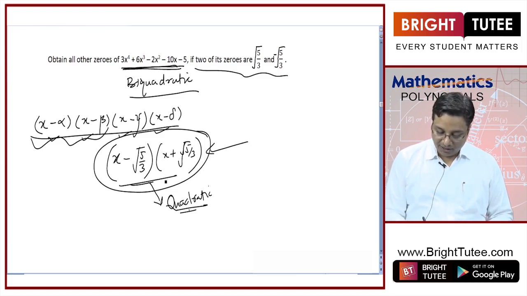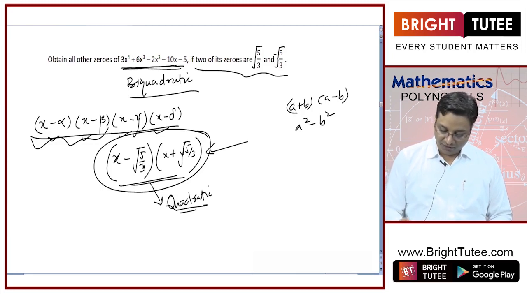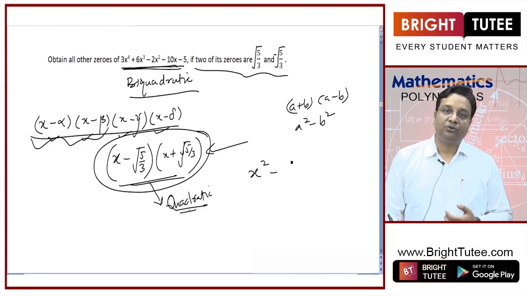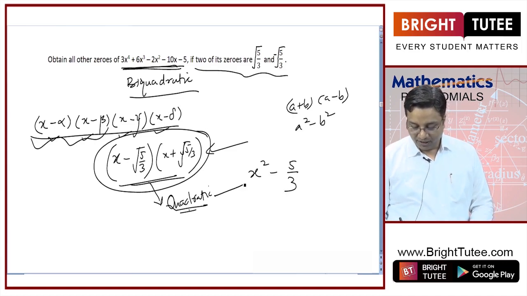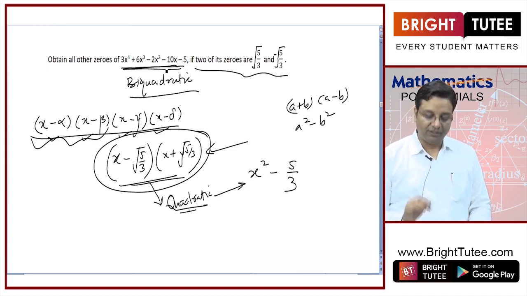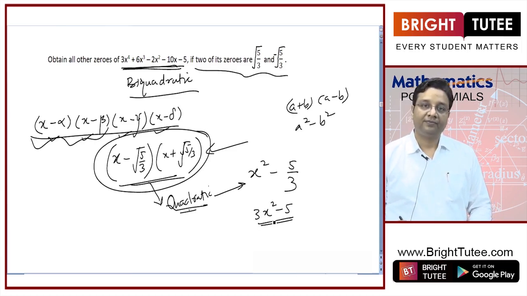So what is the quadratic here? It is of the form a plus b into a minus b. So I can write it as a square minus b square. So this one is like x square minus, what is the square of root of 5 by 3? It is simply 5 by 3, right. So this is the quadratic which is given as a factor of this. Okay. So I can also write it as 3x square minus 5 will also be a factor, right.